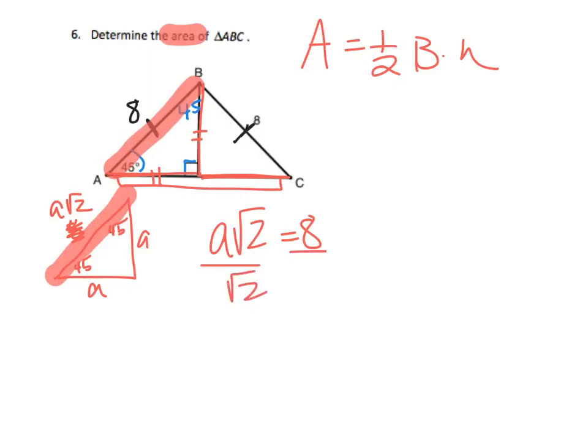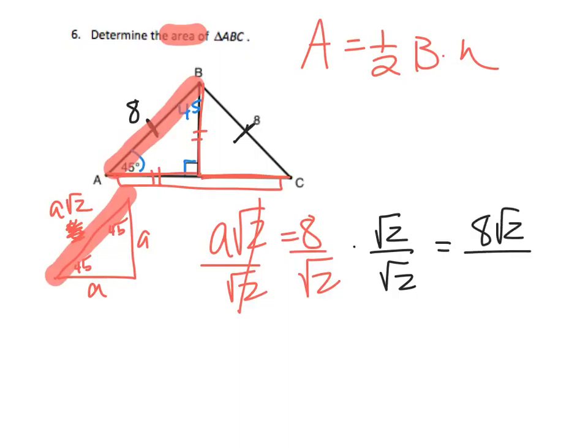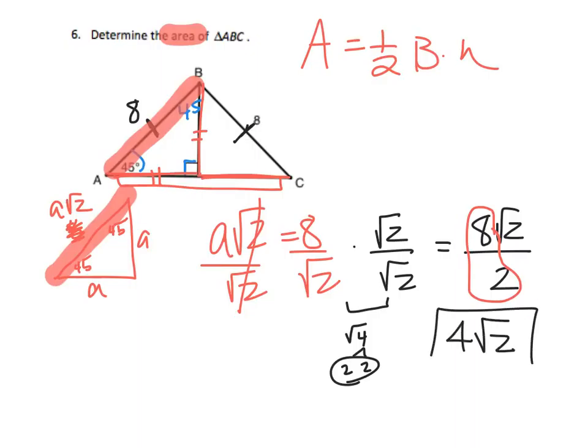Divide by root 2. Wait, Miss Mulaney, you can't have a root on the bottom. I know. So I'm going to go ahead and multiply by root 2 over root 2. Gets me 8 root 2 over 2. Again, this is root 4. Simplified is just 2. Numbers on the outside, 8 divided by 2 is 4. So I got 4 root 2 is a. So that means this side is 4 root 2, this side is 4 root 2, and the height is 4 root 2.